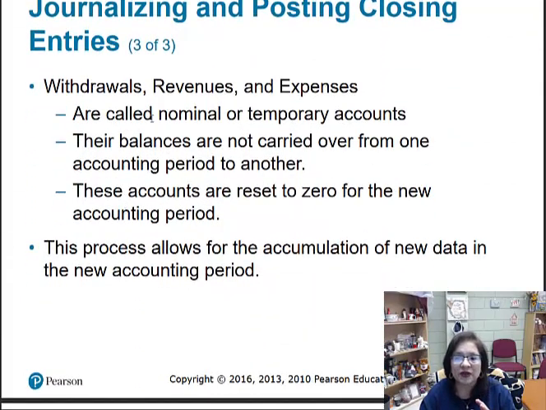Withdrawals, revenues, and expenses, those are called nominal or temporary accounts. The reason they're called temporary accounts is that those balances do not carry over into the next month, because those are the expenses for, let's say, January. If those are expenses for January that have already been paid, then they're not going to be carried over as far as balances at all. They're going to be just for that month.